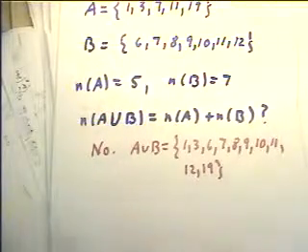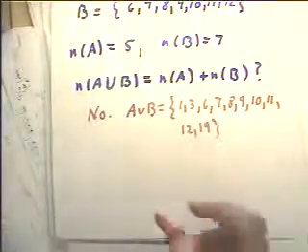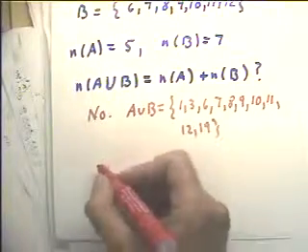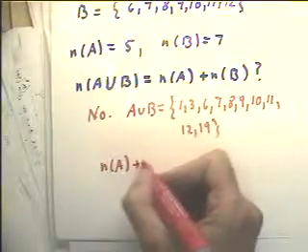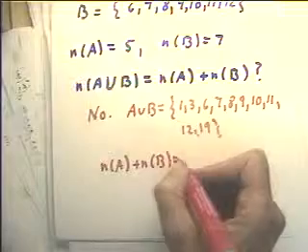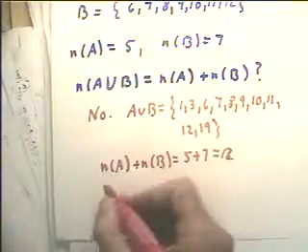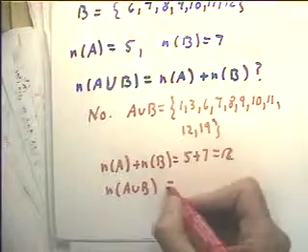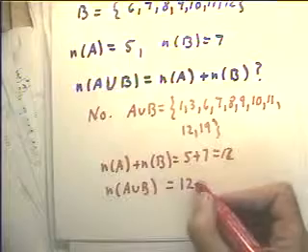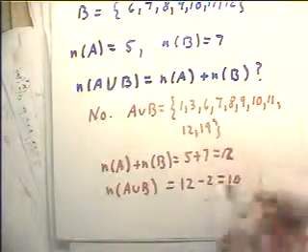Now, we already reasoned out a minute ago that there should be 10. What was our reasoning process? The number in A plus the number in B is 5 plus 7, or 12, whereas the number in A union B is 12 minus 2, which is 10. How did we reason out 12 minus 2?